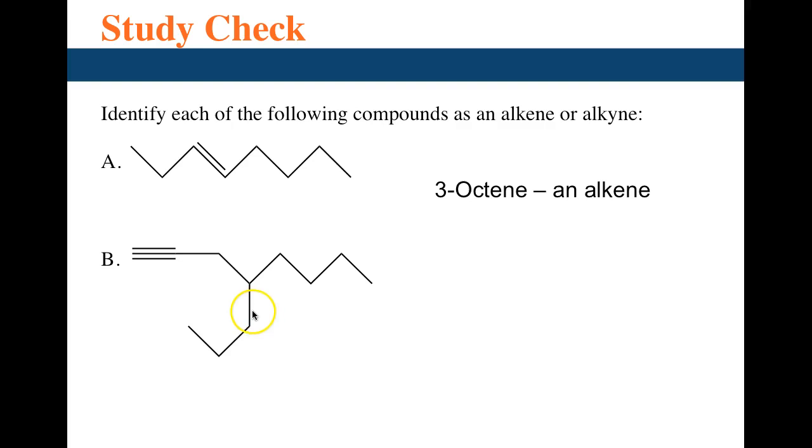And then at carbon 3 you have this branch which has 1, 2, and 3 carbons. So 3-propyl, 1-heptyne. Okay, so 3-propyl-1-heptyne.